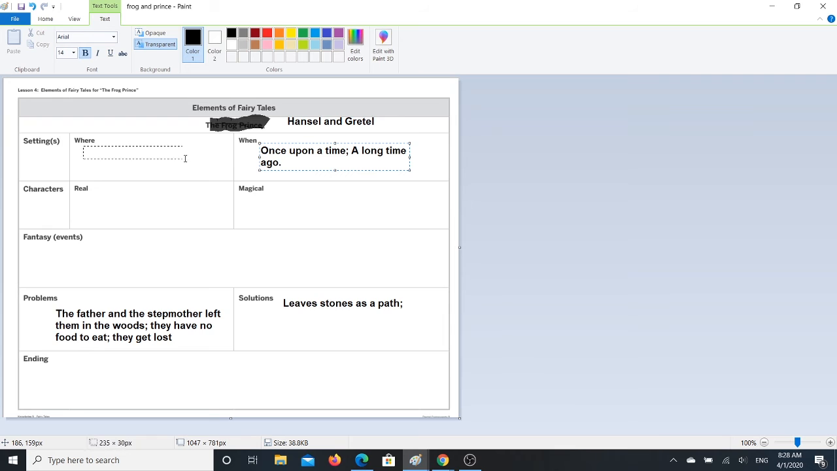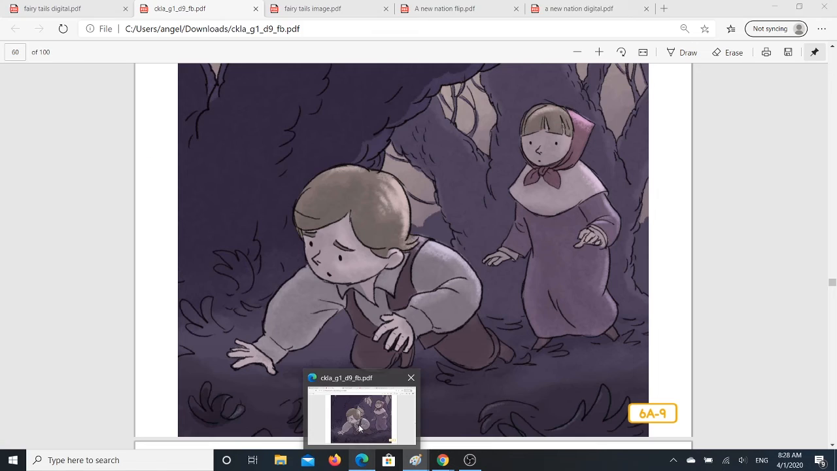This story takes place in, the setting, the where, it's a deep, dark forest. Even that sounds kind of spooky, right? All right, let's think about some of the characters that we're seeing in this story of Hansel and Gretel.